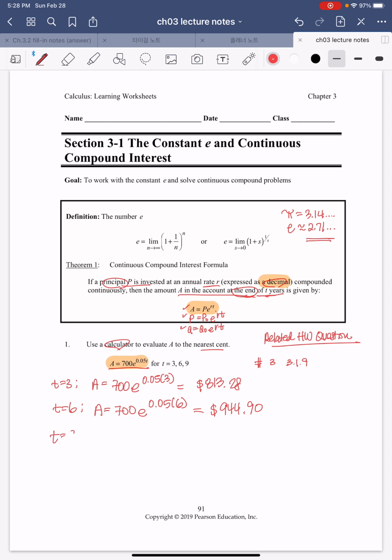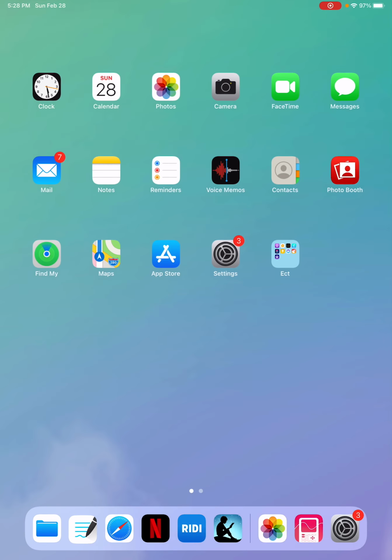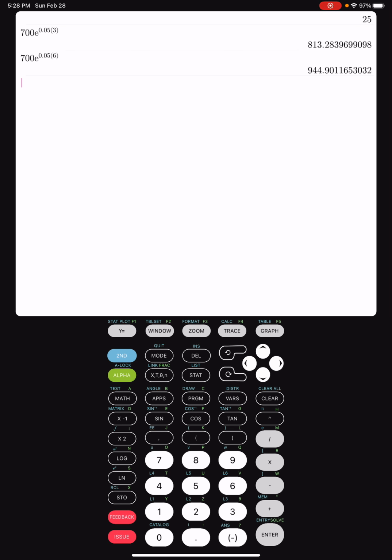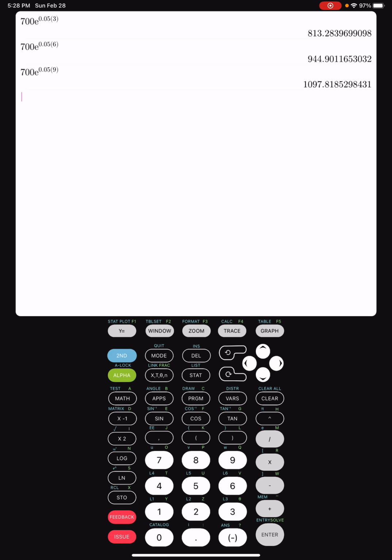T equals 9 years, so expecting a lot bigger than $944. So 700 e raised to 0.05 times 9 years. So 700 e, raised to 0.05 times 9. Okay.